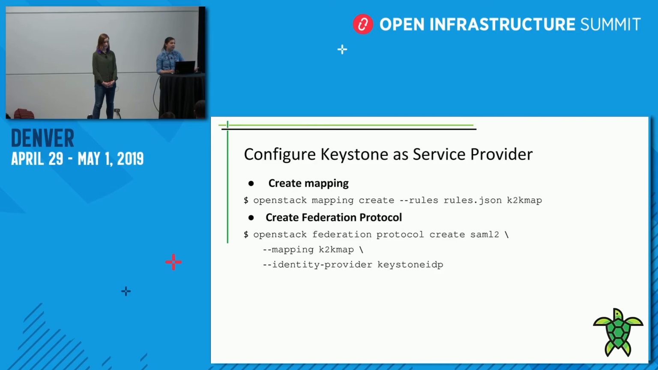Now with the help of the Keystone CLIs, we have to give a name to our mapping, where we will pass our .json file that we just created. And next, we have to create the federation protocol, which will link our mapping to the identity provider object that we just created before.